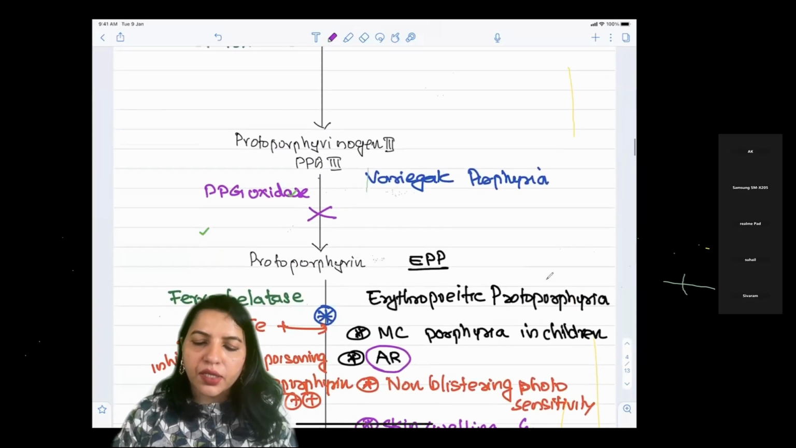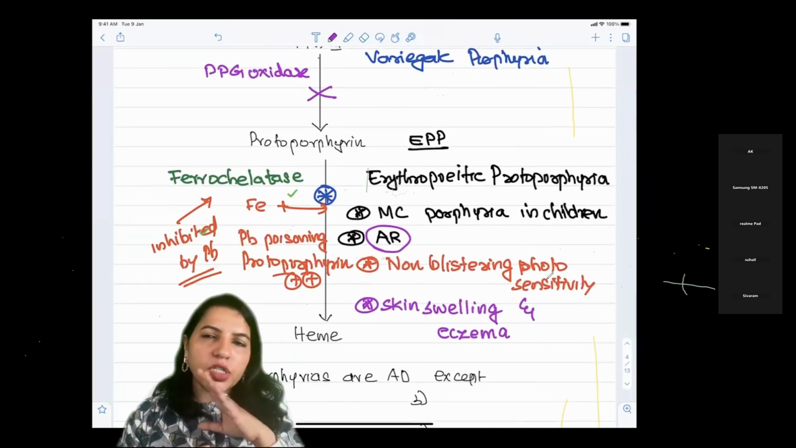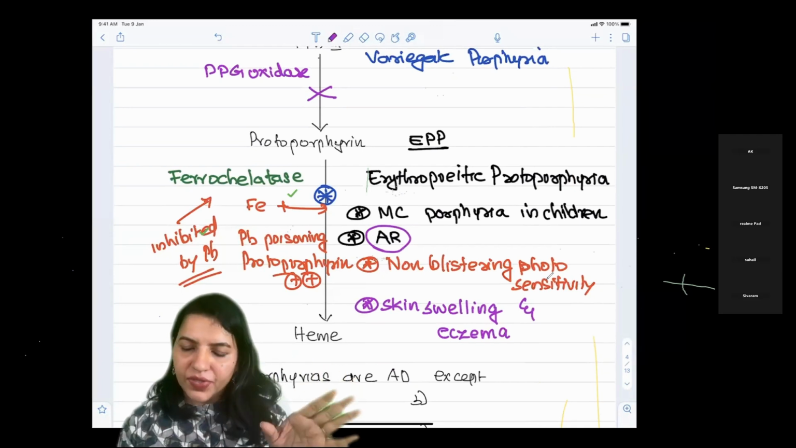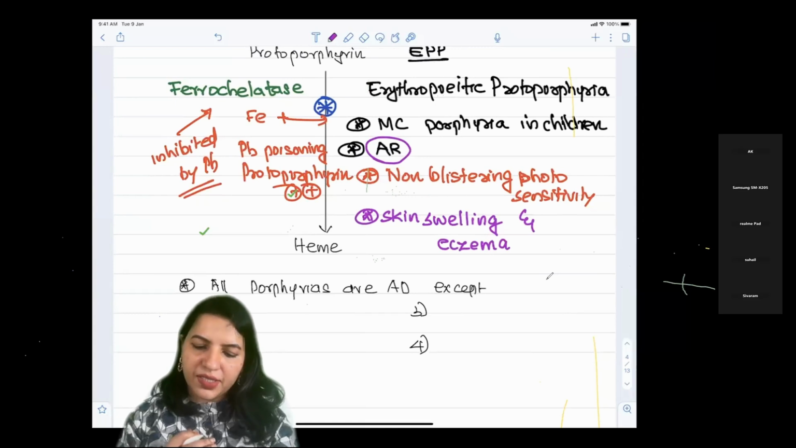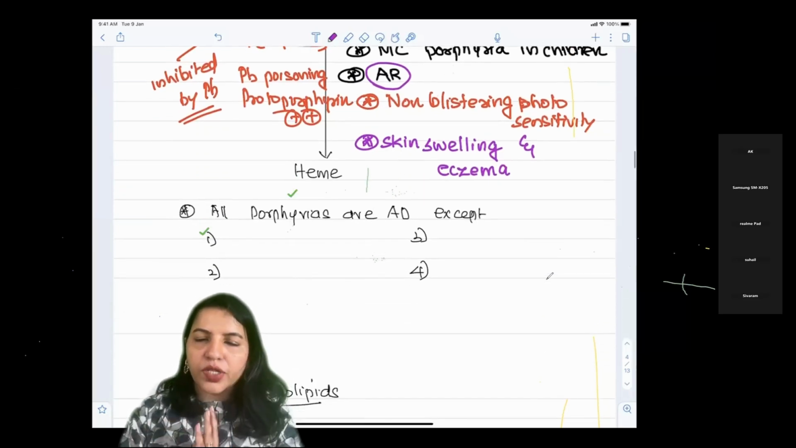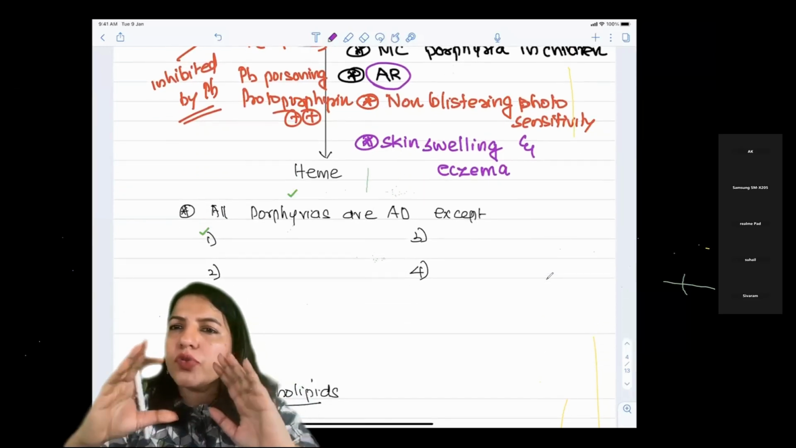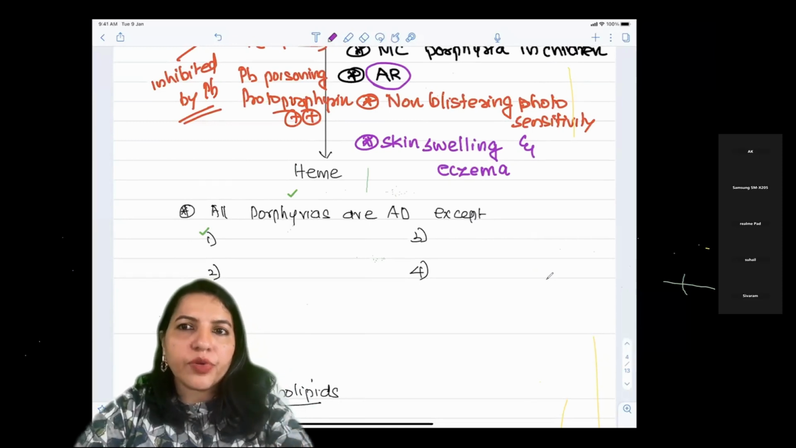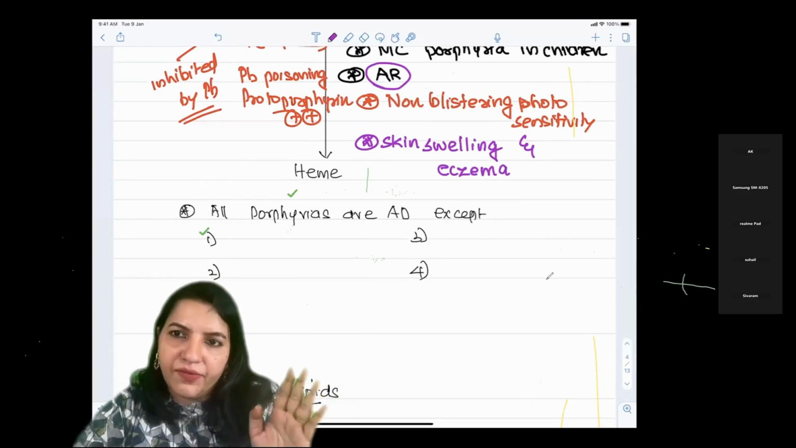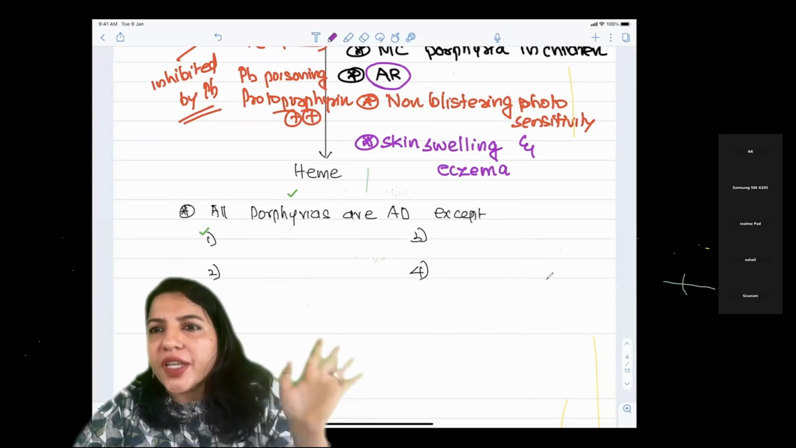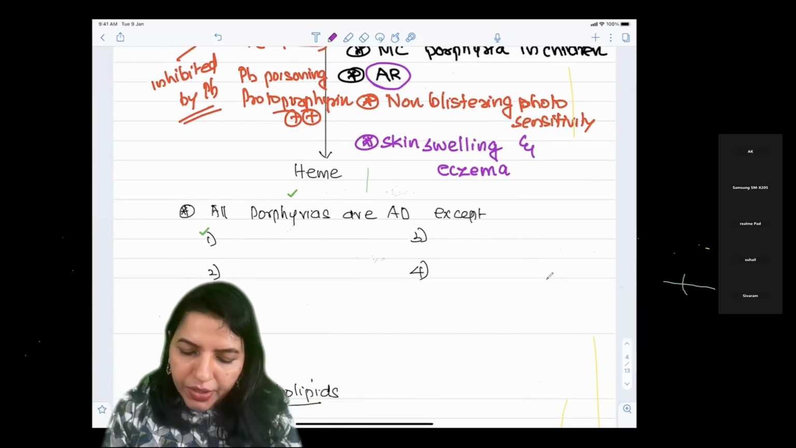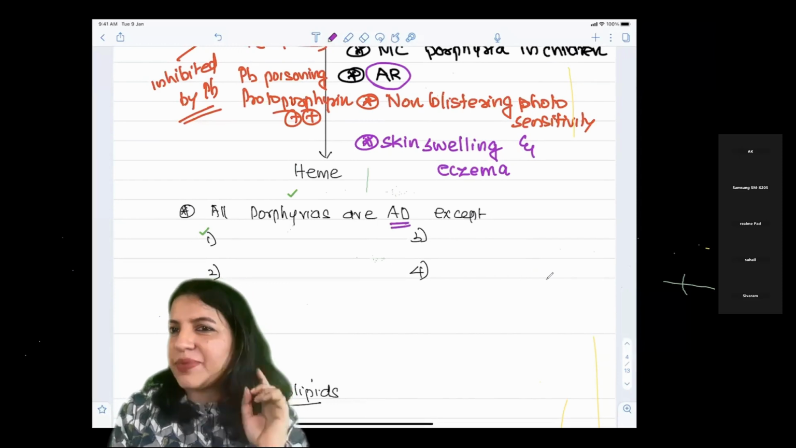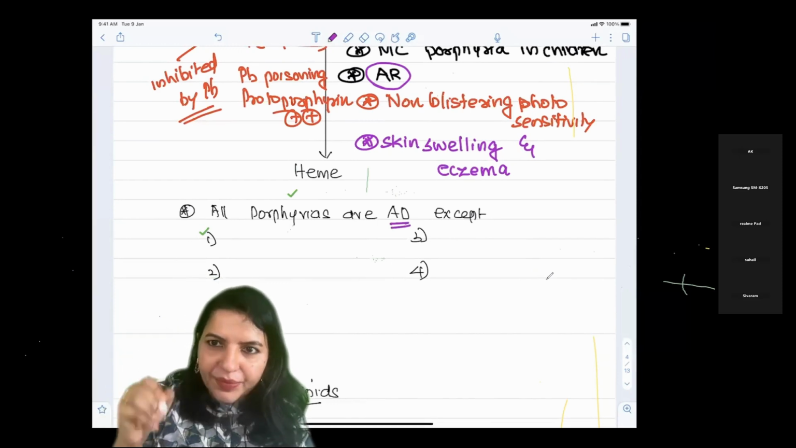Okay, so these are the porphyrias. You need not learn heme synthesis. Just know the porphyrias and the enzymes. That itself is enough. Okay, so this is how heme is being synthesized. Now, coming to another very important point. Usually, inborn errors of metabolisms are autosomal recessive. But porphyria is an exception. Porphyrias are usually autosomal dominant. Exceptions are there. Now you can tell me which are the exceptions.